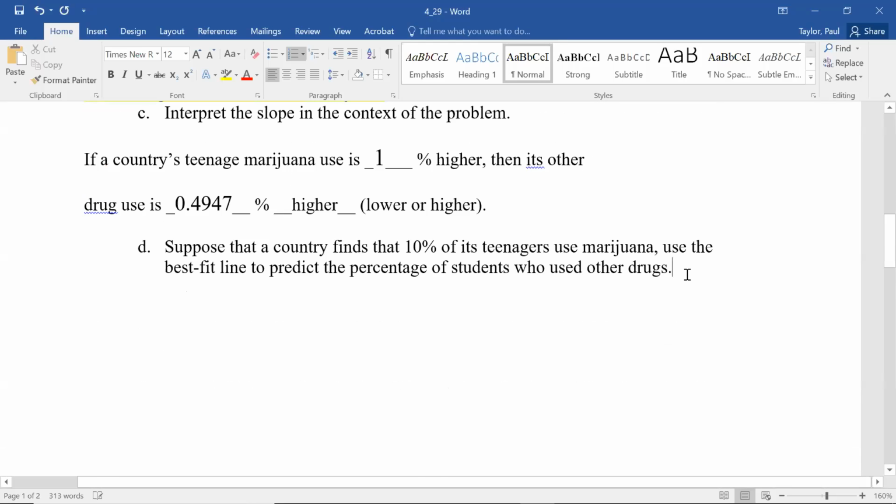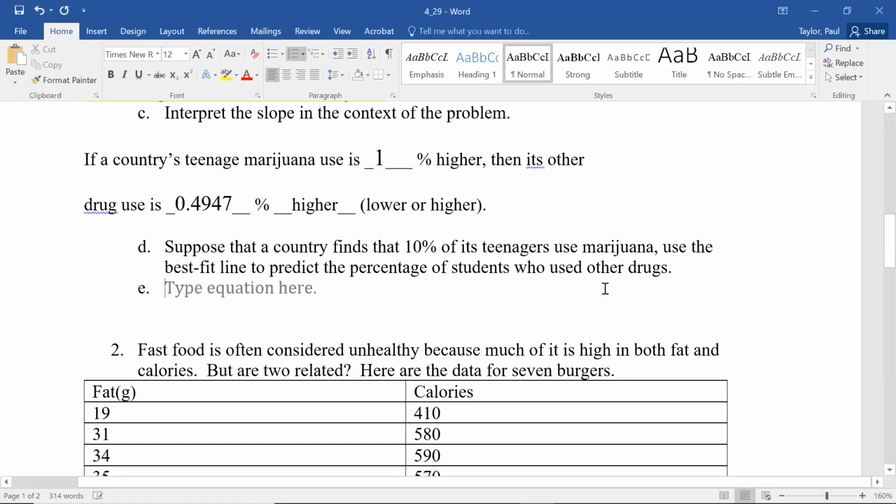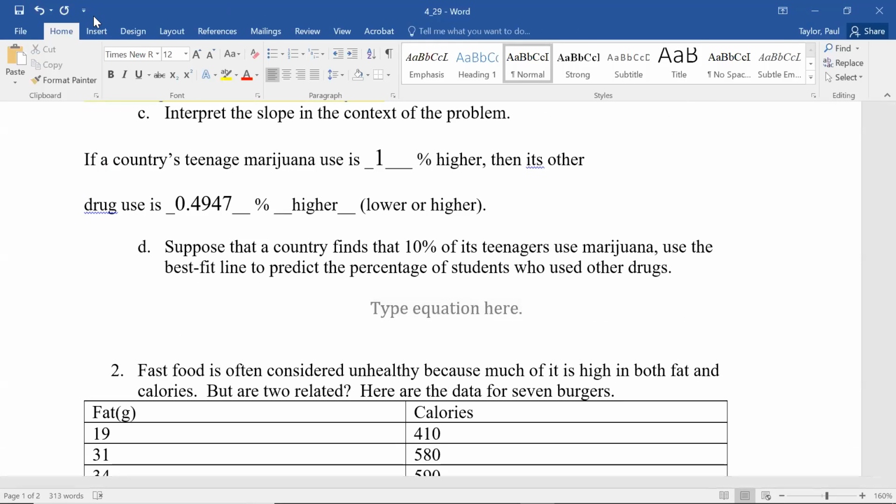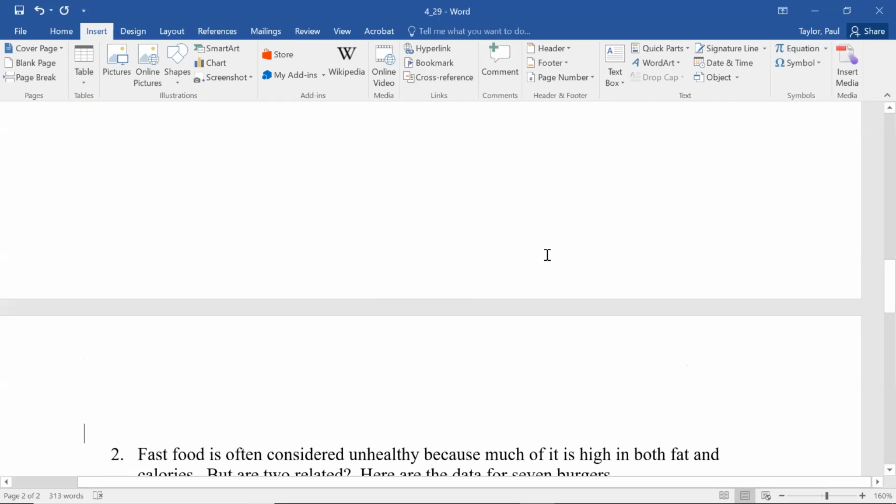I don't know why this is, there must have been a page break after where I typed the equation. So we'll insert our page break again.